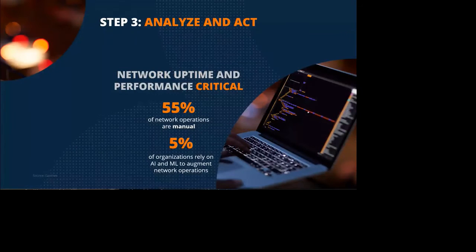So again, according to Gartner, about 55% of the network operations are still manual, and only 5% of the organizations are using, let's say, artificial intelligence or machine learning algorithms to, let's say, augment the network operations. This clearly means that the network is still bound by human scale. Humans are still needed to detect the error, diagnose it, and resolve it.